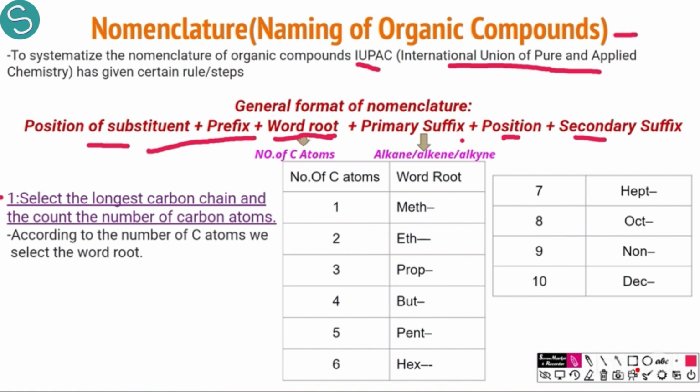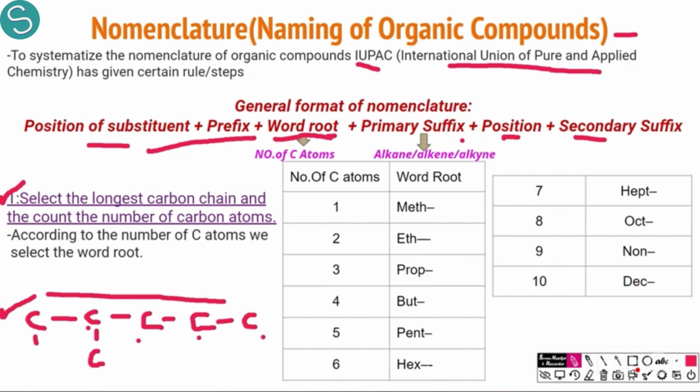The first step is to select the word root. How do we select a word root? We take the longest carbon chain. So how do we take the longest carbon chain? Considering this example, I have drawn this carbon skeleton. We'll count the number of carbon atoms and we'll consider the longest chain. So if I start counting from here, I have one carbon, this is the second carbon, third, fourth and fifth. If I count in this way, I have 5 carbons.